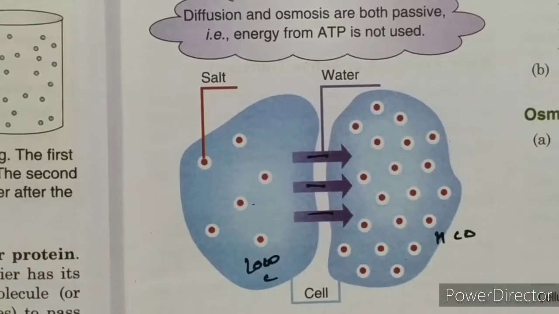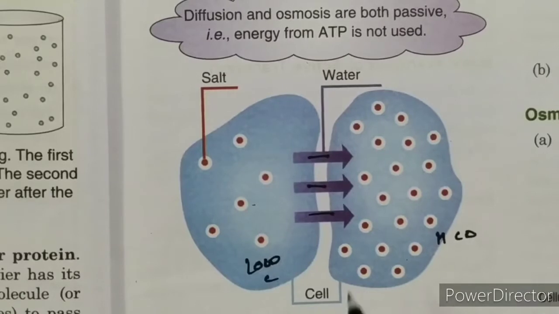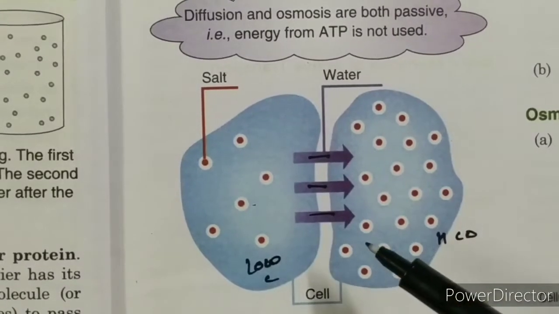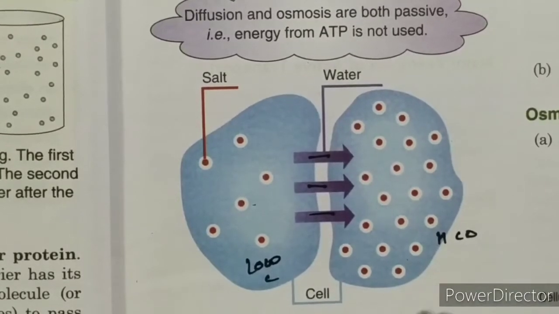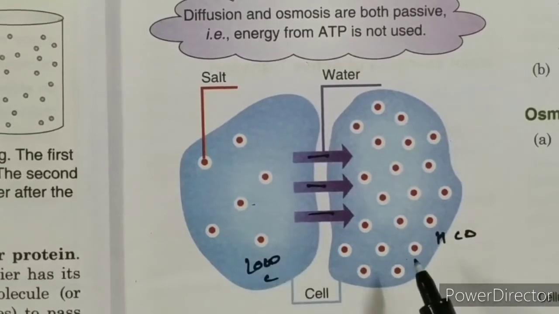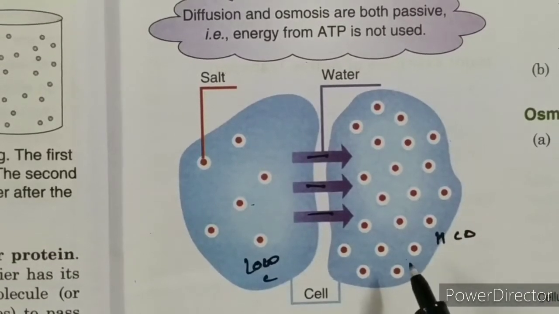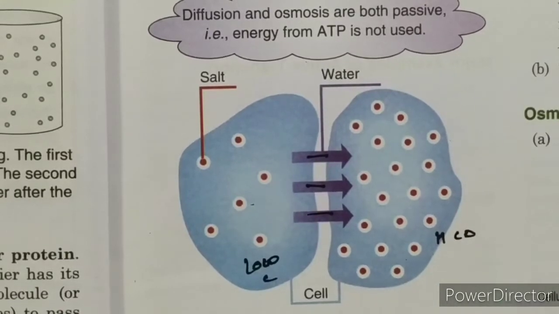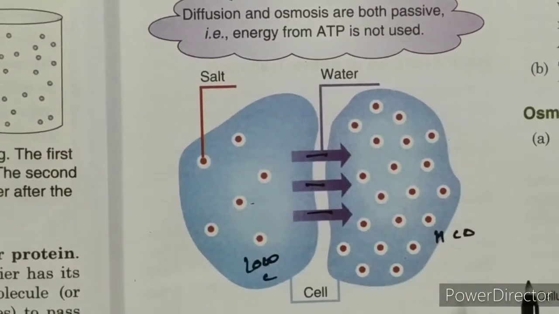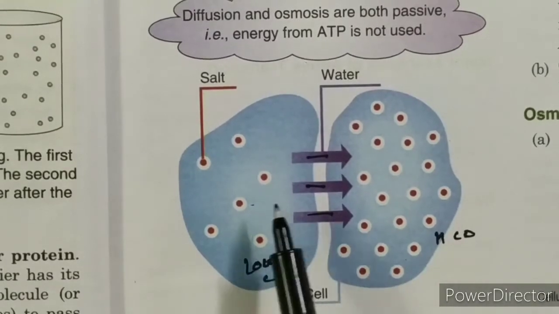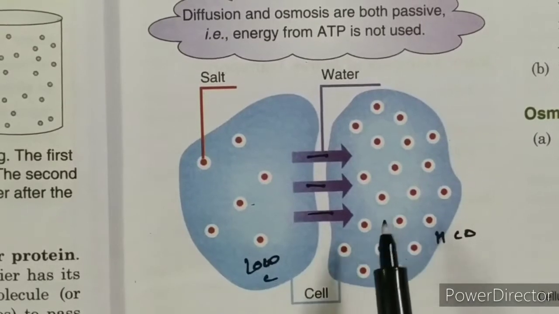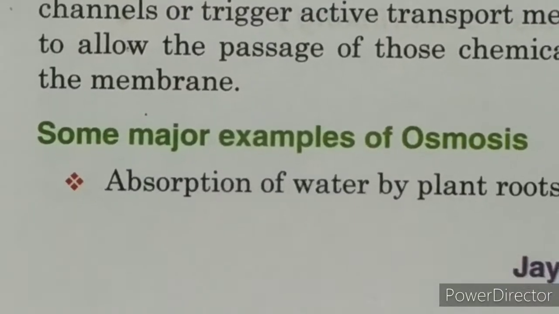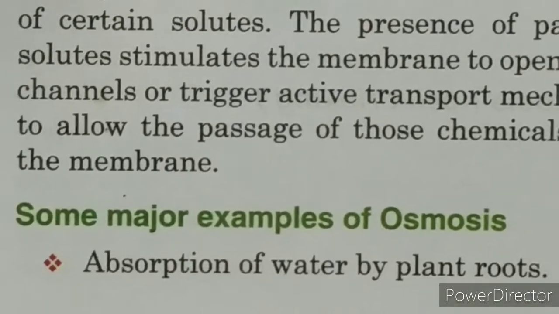A partially permeable membrane is a barrier, so it stops, but at the same time allows or permits the passage of some substances, not others. So here water is moving along this concentration gradient. So osmosis is when diffusion of water takes place from a region of lower concentration to a region of higher concentration. So they move along the cell membrane.